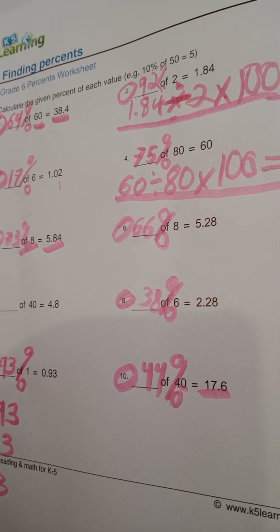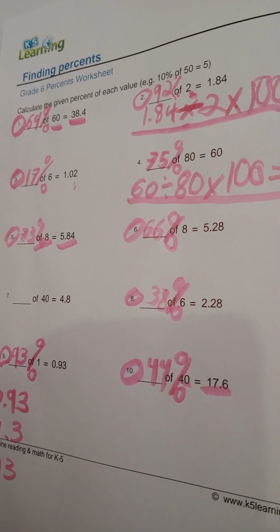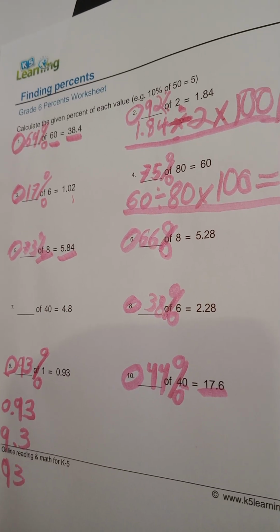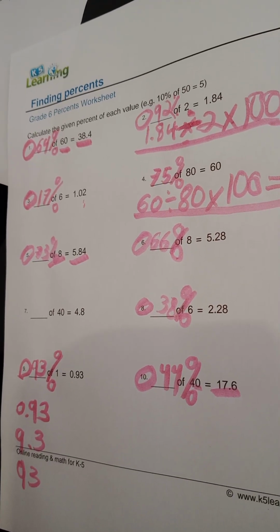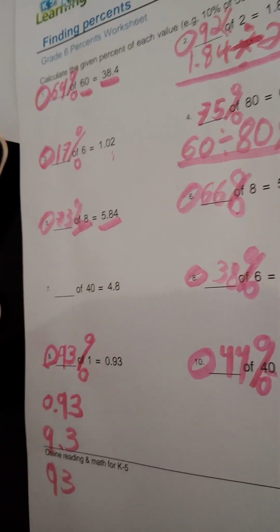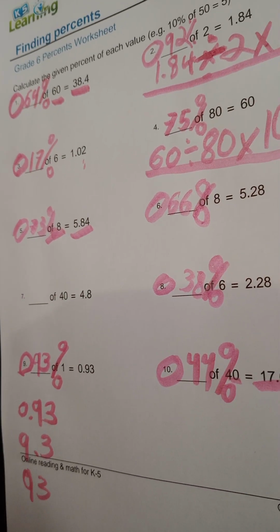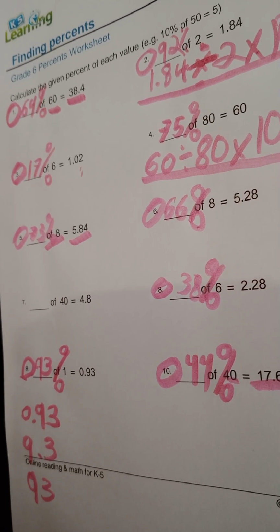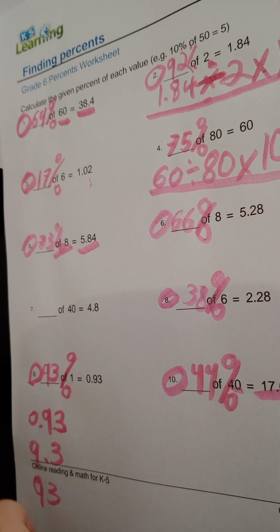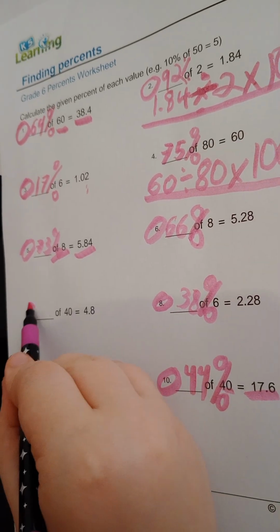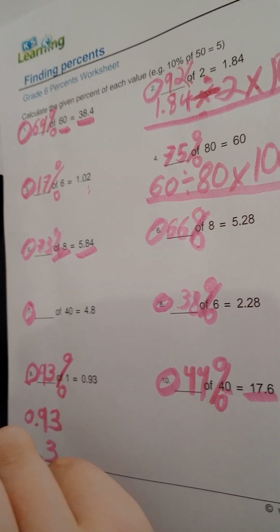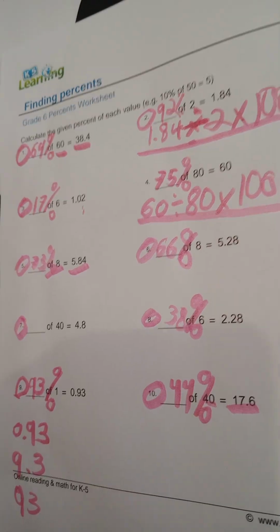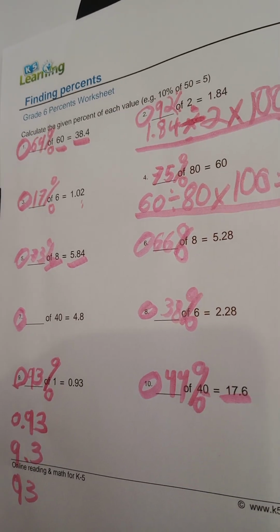So, well done. 4.8, oh, you've got one left. Divided by 40 times 100. Now, I'm going to let you put the answer to question 7 in the comments, okay? I'm not telling you the answer. You can do it in the comments.